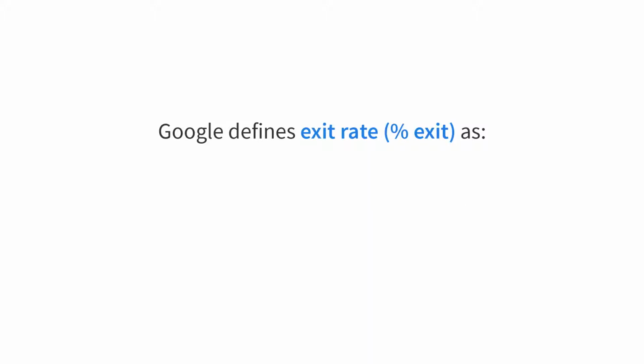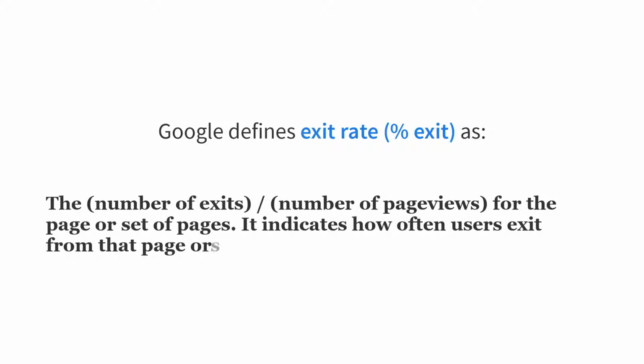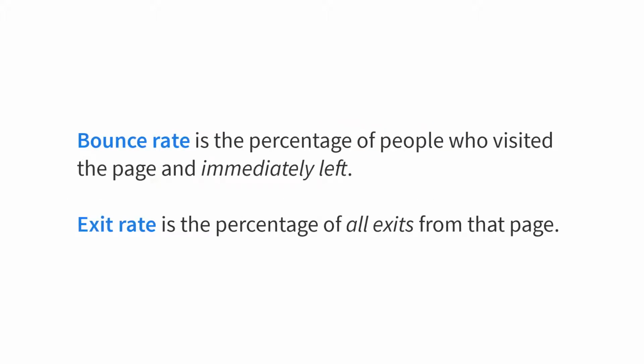Now, Google defines exit rate or percent exit as the number of exits over the number of page views for the page or set of pages. It indicates how often users exit from that page or set of pages when they view the page. So what that means is bounce rate is the percentage of people who visited the page and immediately left, whereas exit rate is the percentage of all exits from that page.